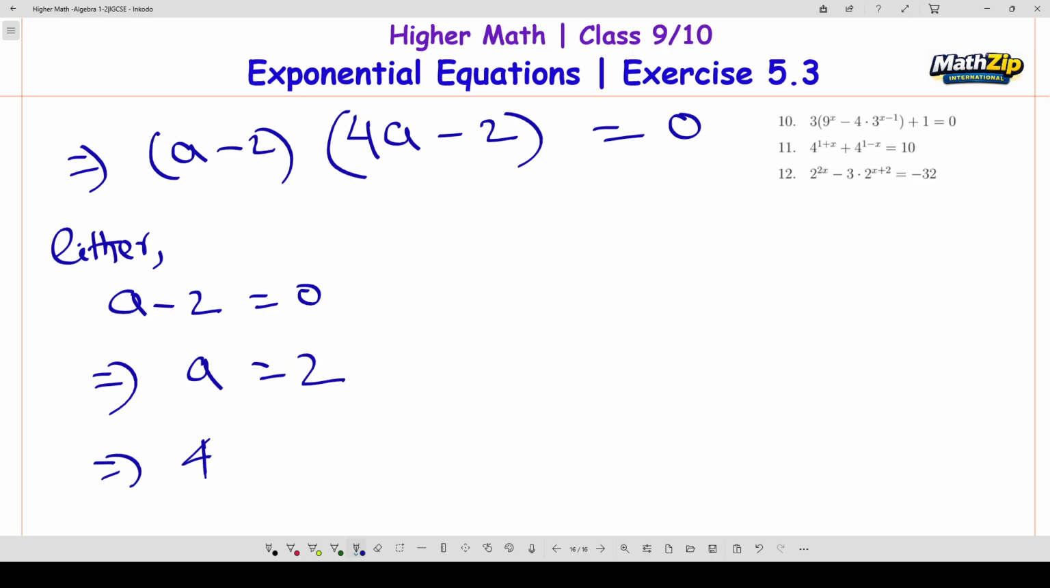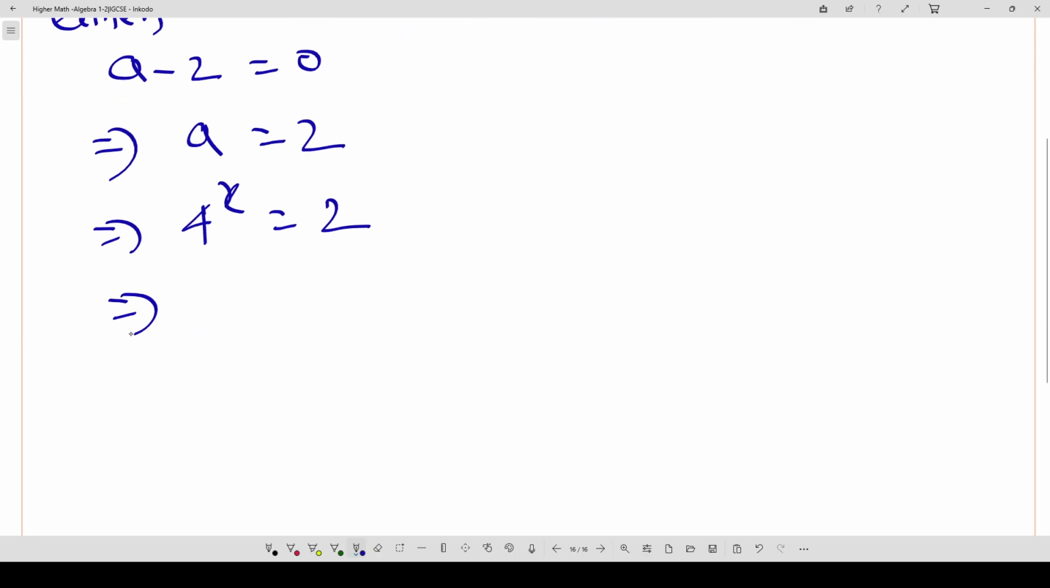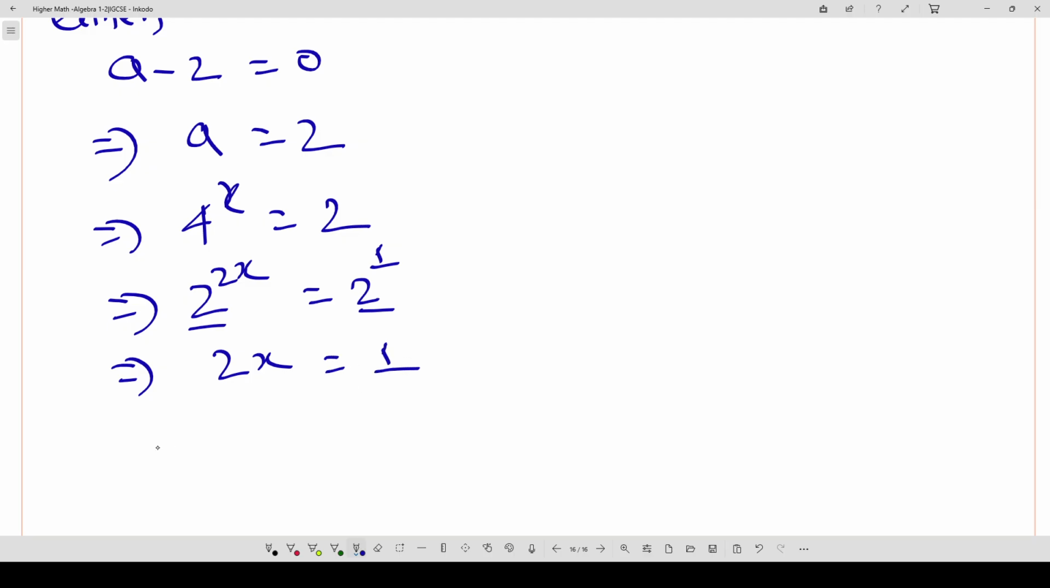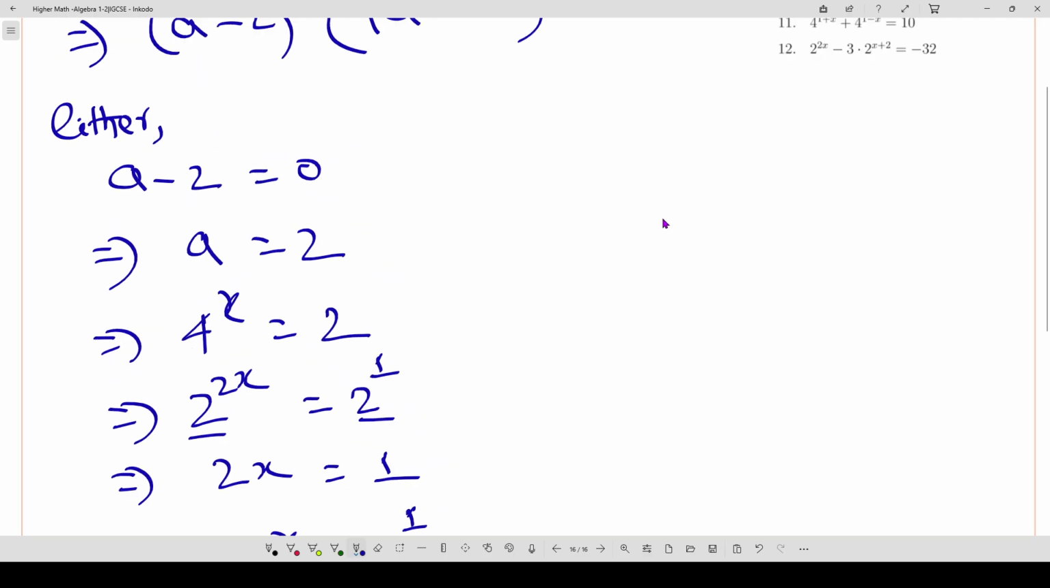Again, a is 4 to the power x, here it is 2. Then we can write 2 to the power 2x, since 2 square means 4, and this one here is 2 and the power is 1. So once the bases are the same, 2 and 2, we can write 2x equals 1. So finally x equals 1 by 2 is our answer.